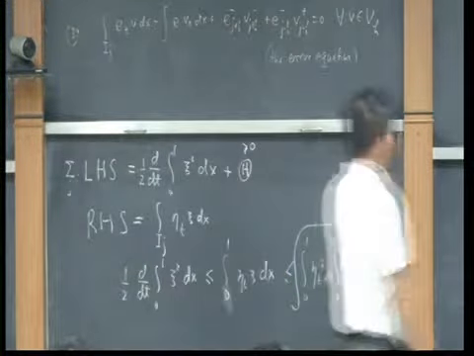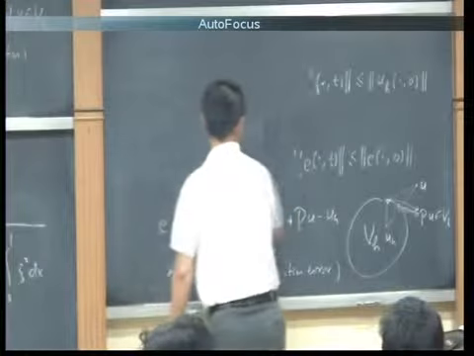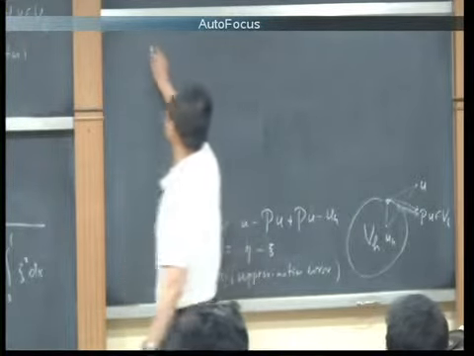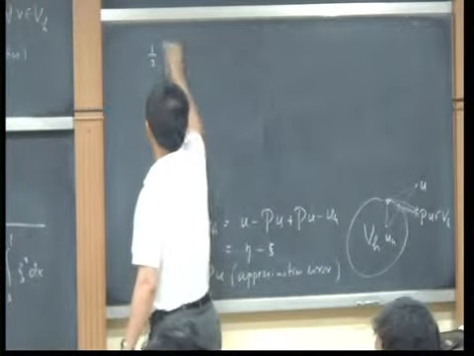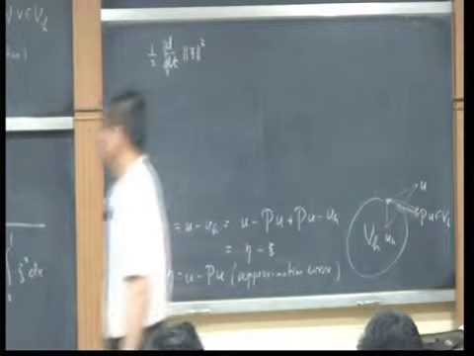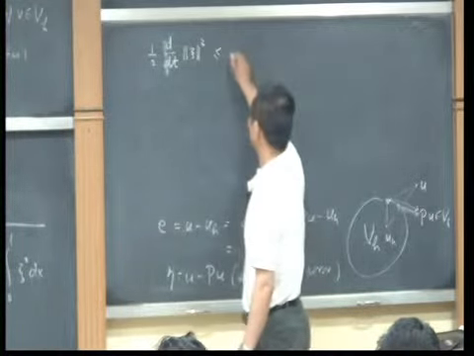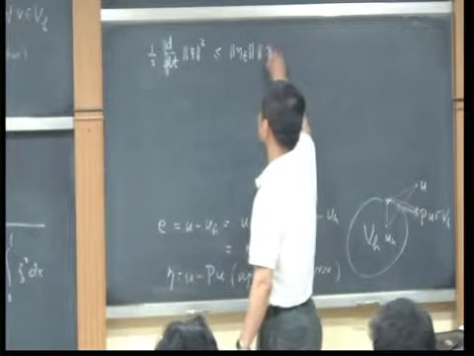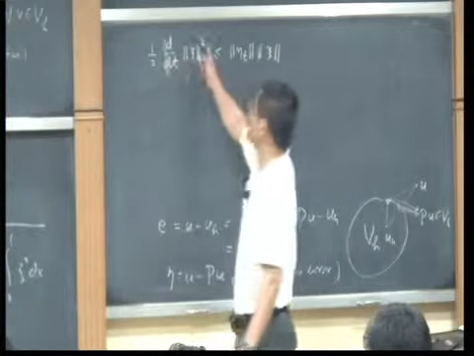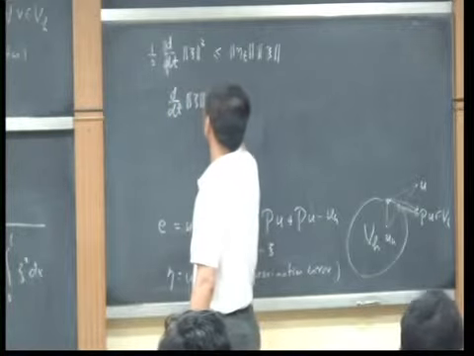I should erase this. Okay, so basically I get half d dt of c squared, the L2 norm squared, is less than eta t times c. This is the L2 norm of eta t, this is the L2 norm of c. So you take these two, and so 2 cancels with the 2, c cancels with the c, so you get d dt of the norm of c is less than the norm of eta t.